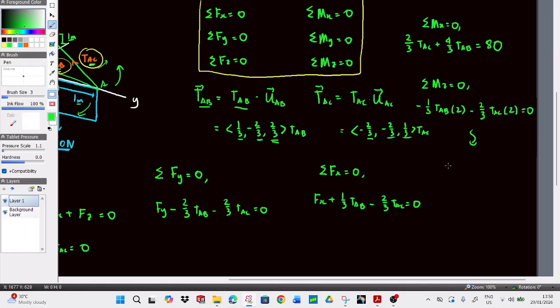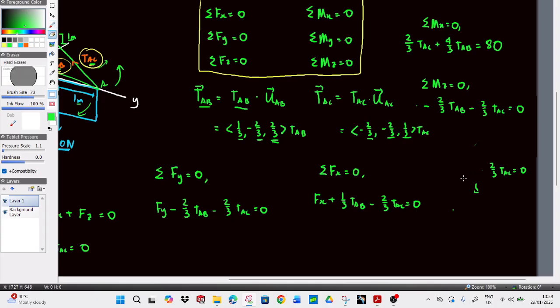If you simplify the equation, you get negative 2 over 3 TAB minus 2 over 3 TAC equals 0. That's basically your expression for Mz. So you end up having 2 expressions regarding TAB and TAC: negative 2 over 3 TAB minus 2 over 3 TAC equals 0.